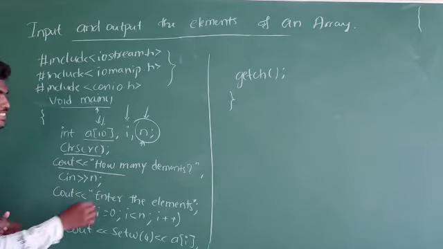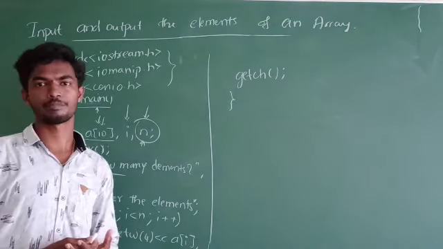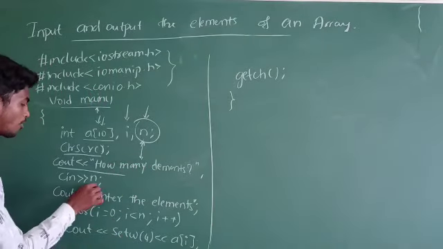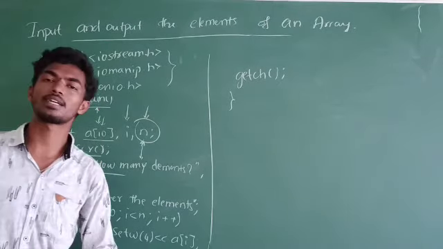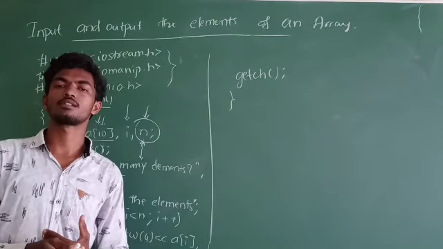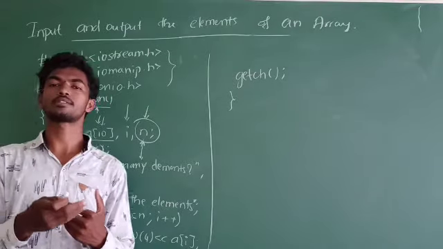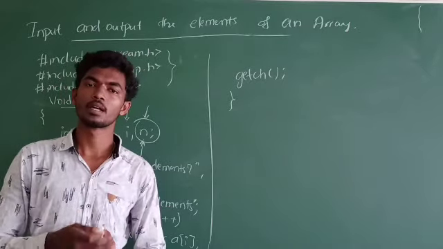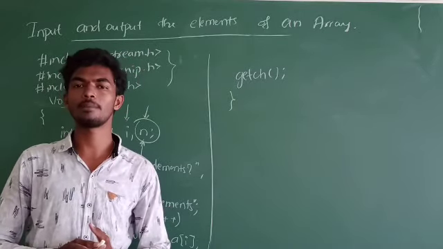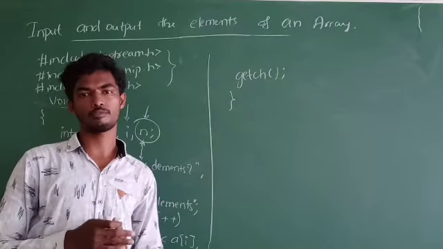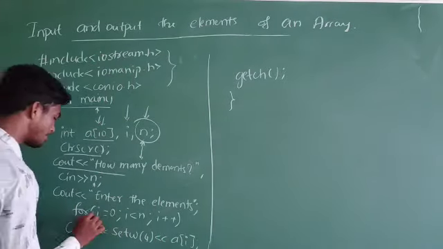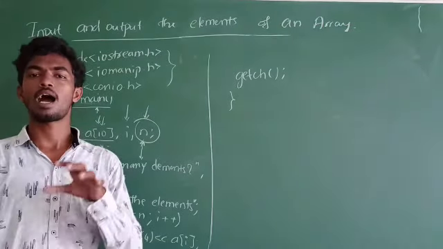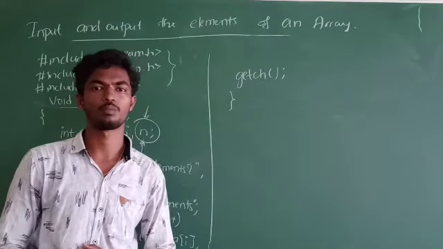Then cout "how many elements", that is, it is asking for the value of n, input the value for n. Then cout "enter the elements". For entering the elements, as you know, an array is a continuous storage, so we have to enter continuously. If you want to continuously enter the elements into the array, we use a for loop. For that, for i is equal to 0, because the array index starts with 0.